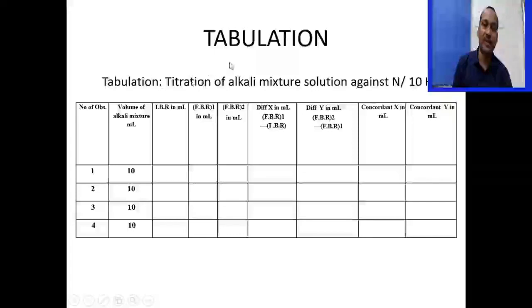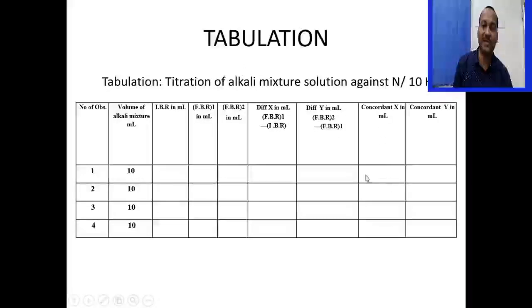So those titration values you have to put in a tabular manner. Here the volume of alkali mixture you have taken is 10 ml each time, and initially when you load the HCl you have to take the initial burette reading, that is called IBR. After the end of the titration, when you see the color change, you note down the final burette reading, and that difference will give you X, FBR1 minus IBR. Similarly, when you put methyl orange again and note that reading as FBR2, Y will give you FBR2 minus FBR1.